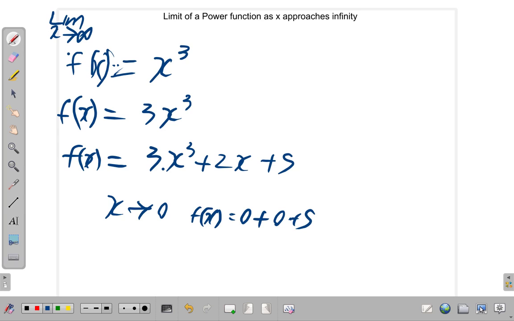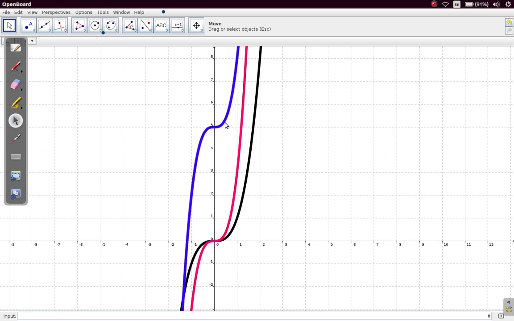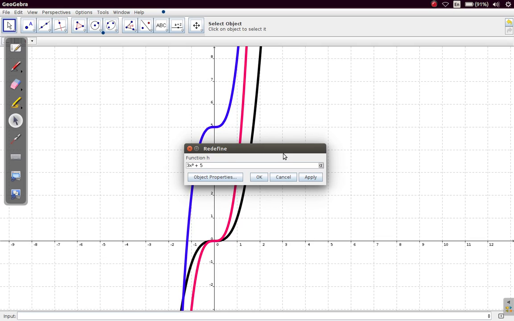But let's look at the graph, as x tends to infinity and as x tends to 0. 3x cubed plus 2x plus 5. So, this is the blue one. 3x cubed plus 2x plus 5.